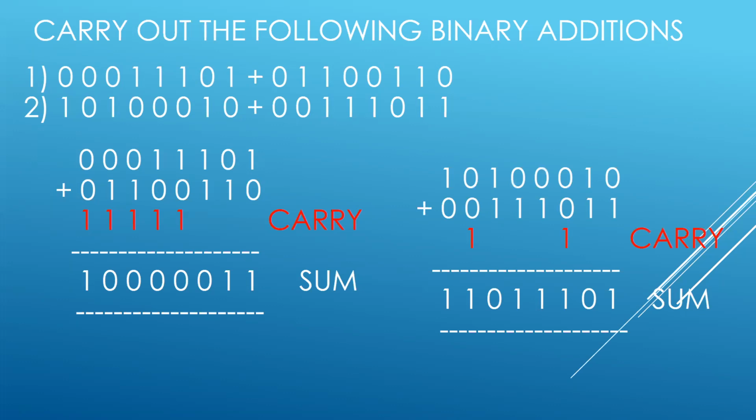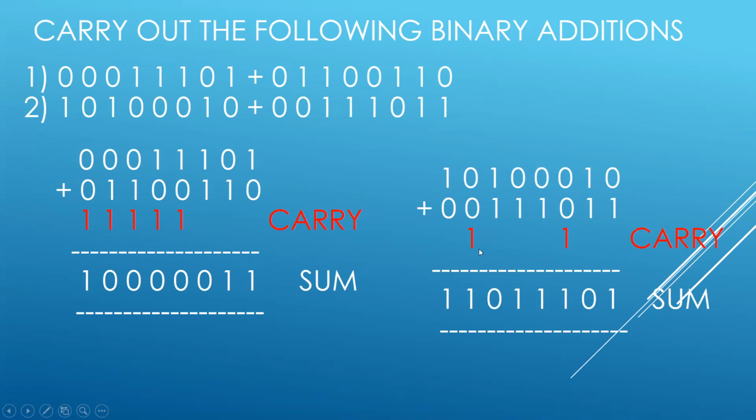101 00010, add 00 111 111011. So here we can see we're going to again start from the right-hand side. First column, 0 plus 1 is 1. 1 plus 1 is 0 with a carry of 1. So carry is here. 1 plus 0 is 1. 1 plus 0 is a 1.